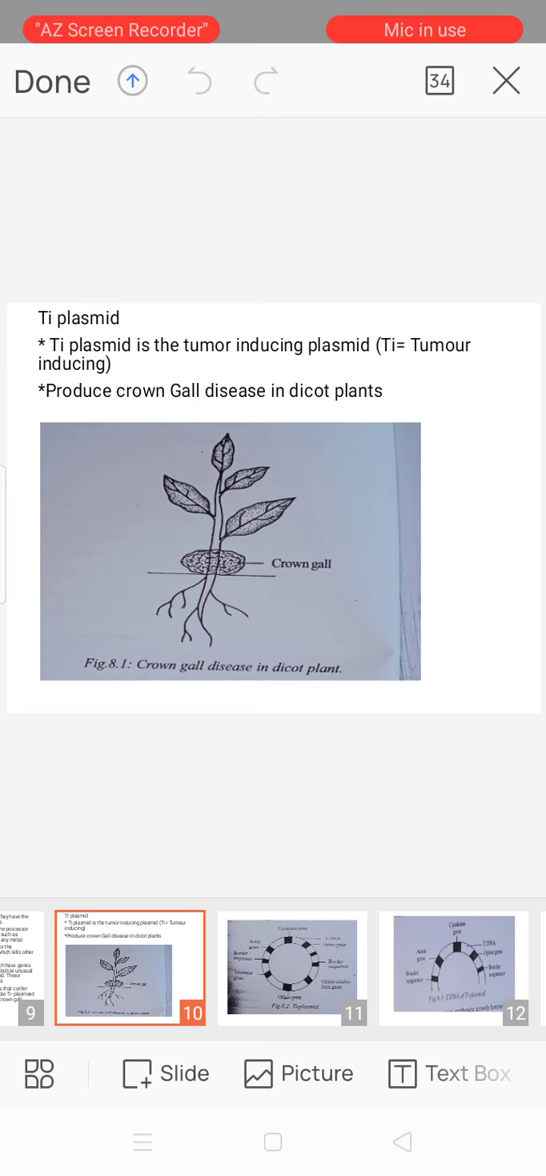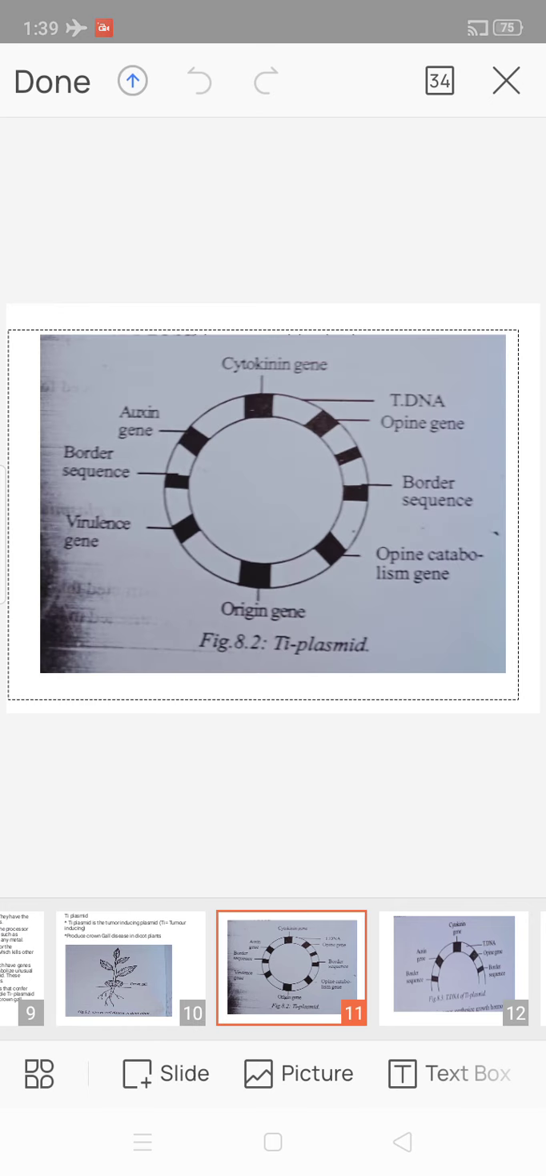It is a circular double-stranded DNA and it contains 15,000 to 23,000 base pairs and it consists of different types of genes. First one, transfer gene for conjugation, and opine catabolism gene for the degradation of opine, and origin gene for replication, and virulence gene for the transfer of T-DNA, and T-DNA region. The Ti plasmid has an important DNA segment called T-DNA.